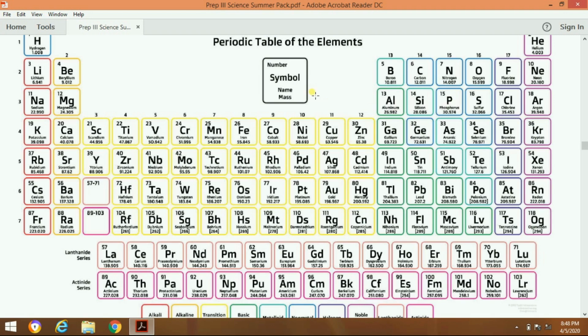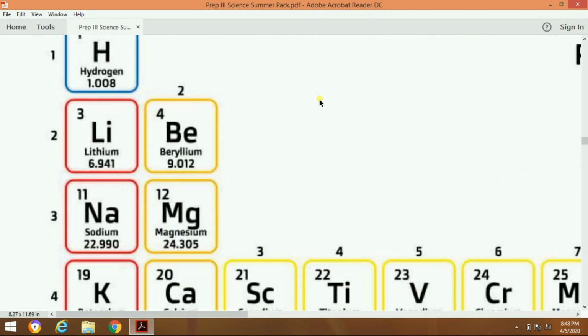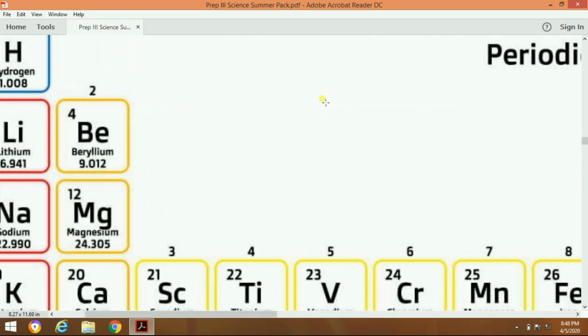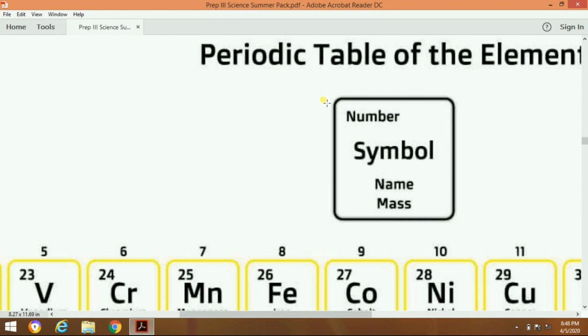What information does the periodic table provide you? It gives you so much information about the elements. How to read this? The central bold symbol written is the symbol of the element, then the name of the element. At the top there is the atomic number of the element, and at the bottom there is the mass.